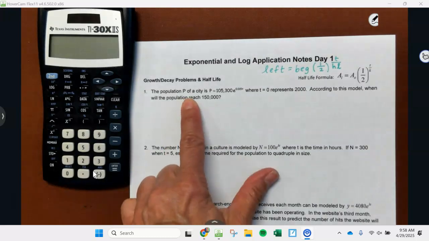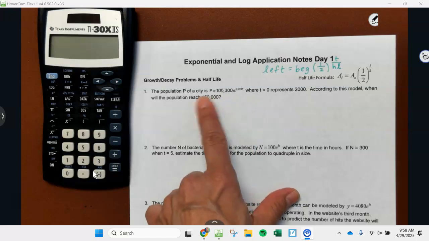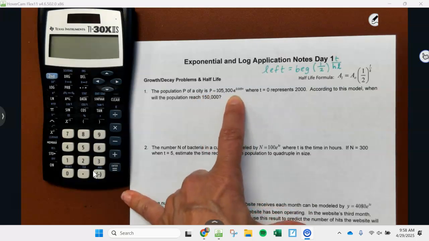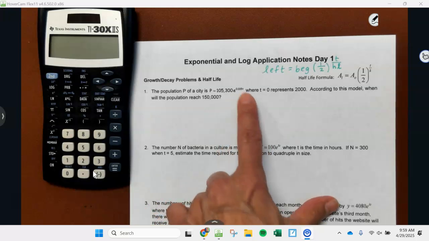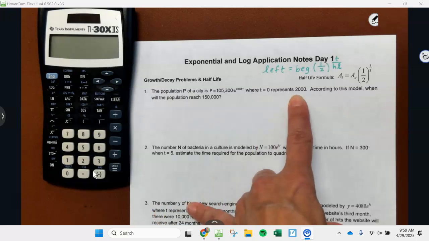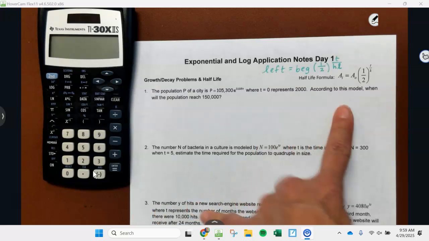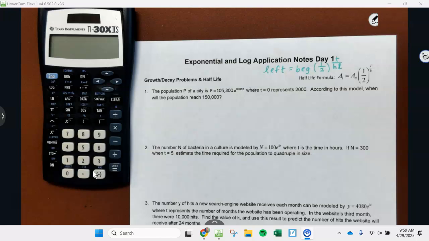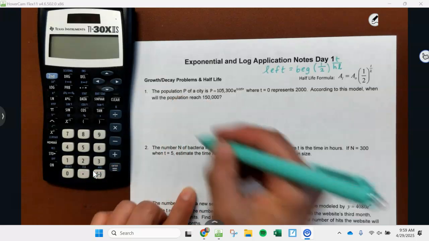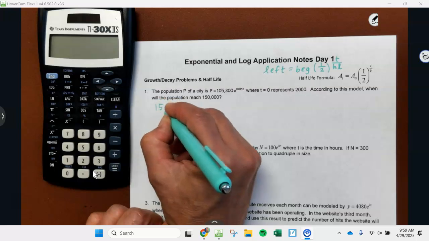The population P of a city is modeled by this exponential equation. Notice the base is E, the natural number. That letter T in the exponent represents time in years since 2000. According to this model, when will the population reach 150,000? So what do we want the P to be? They tell us right here. We want it to reach 150,000.